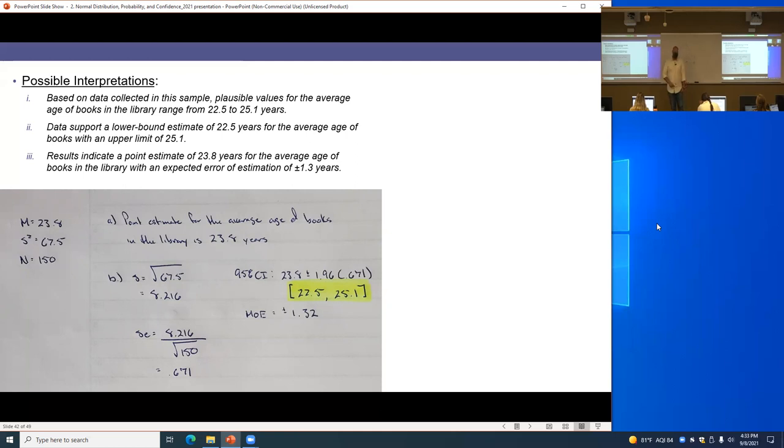Technically, I could, but the equation that we're using is calling for standard deviation. So what we're gonna do is start by grabbing our standard deviation from our variance. That's easy, right? If we take the square root of the variance, it's gonna give us our standard deviation. So the square root of 67.5 gives us a standard deviation of 8.216, okay?